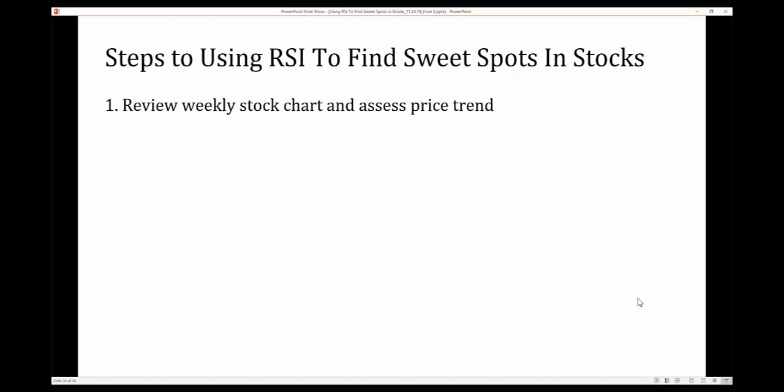First thing I do, and this is from a swing trading perspective, guys, okay? So looking to stay in a trade for a few days, few weeks, or longer, depending on how the market plays out. Step 1, review your weekly stock chart and assess the price trend. The weekly time frame is where I start because this comes from my GAN education, and this also is, in my experience, the best place to start for swing trading approach, okay?